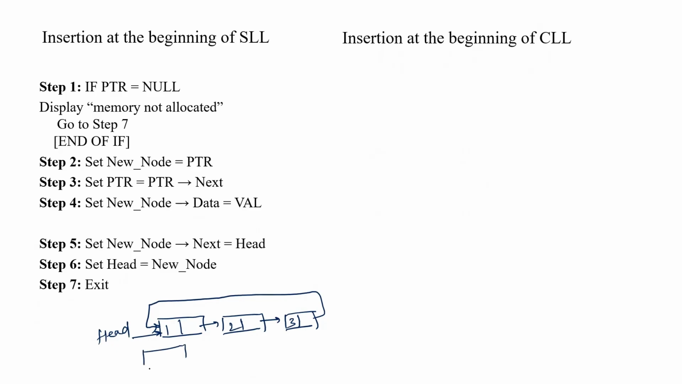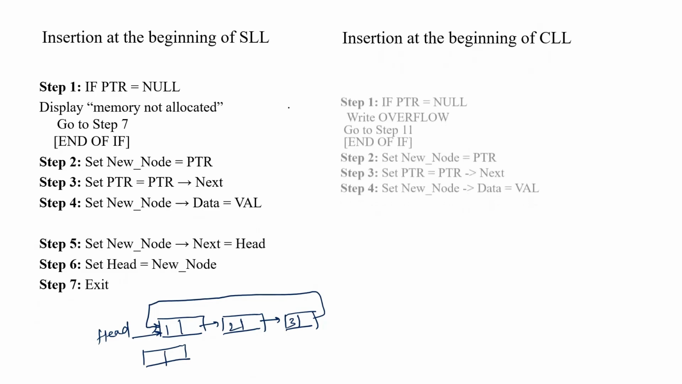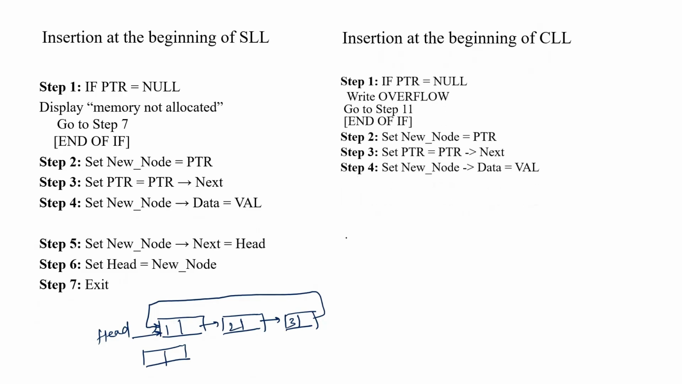Now you want to insert another node at the beginning. Let's suppose I want to insert 4 here. So steps number 1 to 4 will remain the same. PTR is equal to null means we are checking whether memory is allocated or not. We can say overflow also. Step number 2 is new node is equal to PTR.